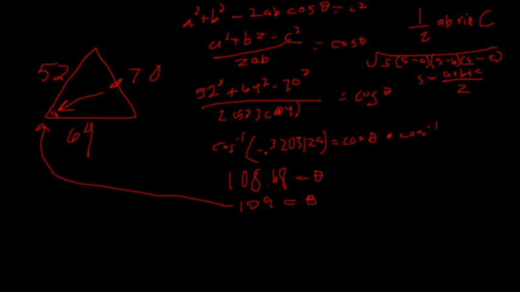So let's find out what s is. 52 plus 70 plus 64, divided by 2. We can put any numbers as a, b, and c in Heron's formula because we know all the sides. So this would equal 93. Yeah, 93.